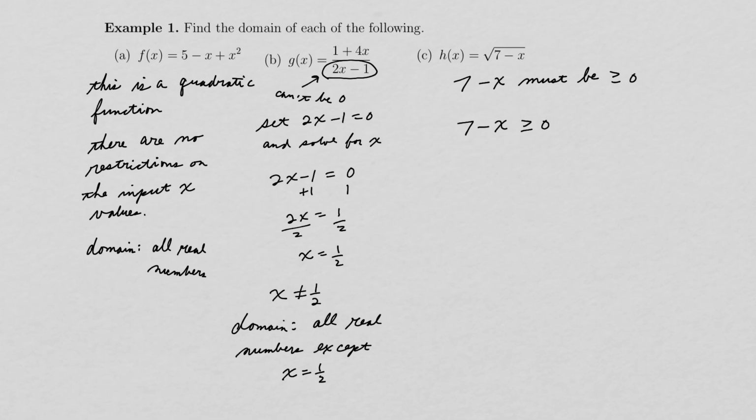So let's actually solve for x. I'll subtract 7 from both sides. I'm going to have negative x is greater than or equal to negative 7. To get x by itself, I'm going to divide by negative 1. But since I'm dividing by a negative, I have to switch the sense of the inequality, right? And negative 7 divided by negative 1 is positive 7. So those are the only values that work, right? As long as x is less than or equal to 7, then we're fine. So all the values where x is less than or equal to 7 are in the domain.